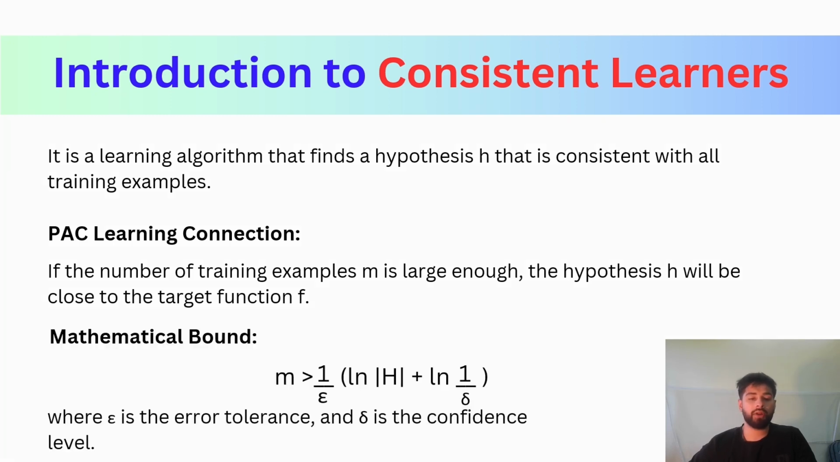The required number of examples, which is denoted as M, depends on the error tolerance, that is epsilon, and the confidence level, that is delta. The formula here tells us how many samples we need to guarantee a hypothesis with an error less than epsilon and with probability at least 1 minus delta.